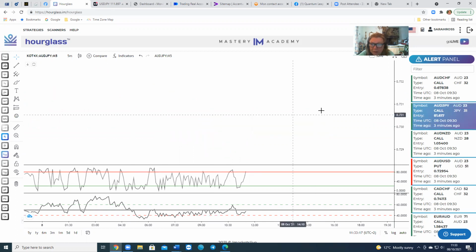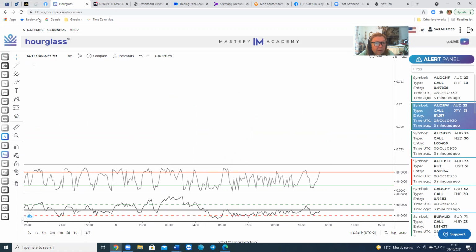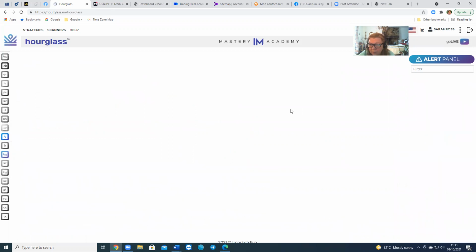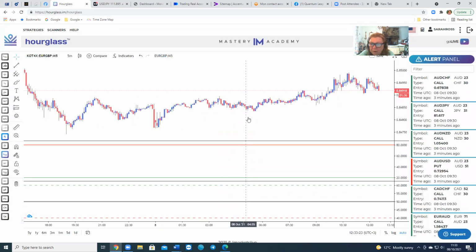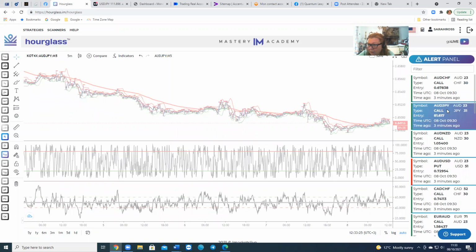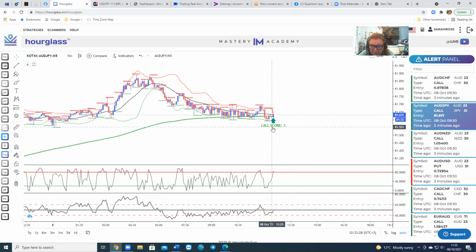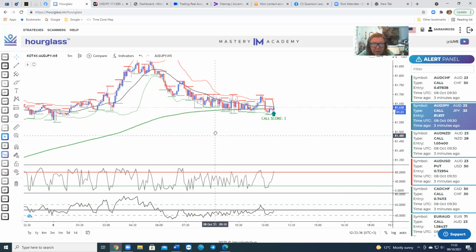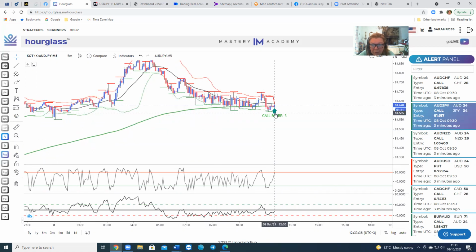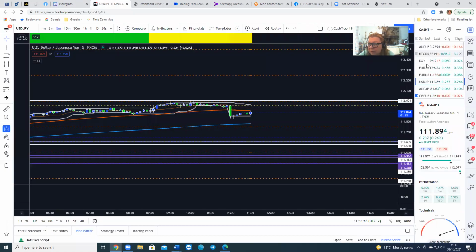So we'd want to be selling Australian dollar. Just refresh the screen. At the moment, it's coming up to the overbought area. It's right on the red moving average in the middle. So that looks good. You can see it's been in a downward trend. So that actually is a good one for a sell, a put.